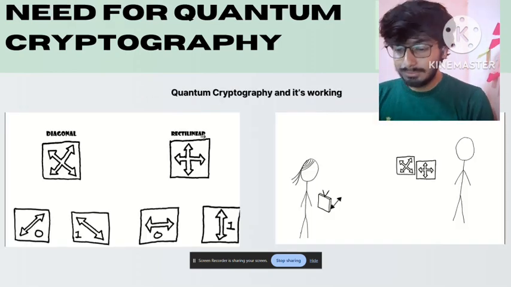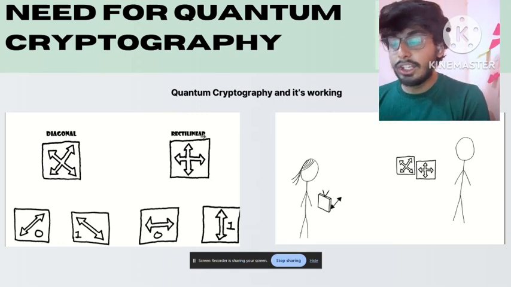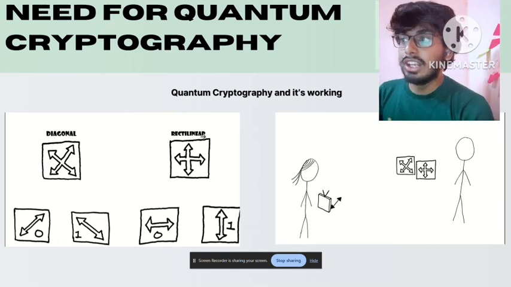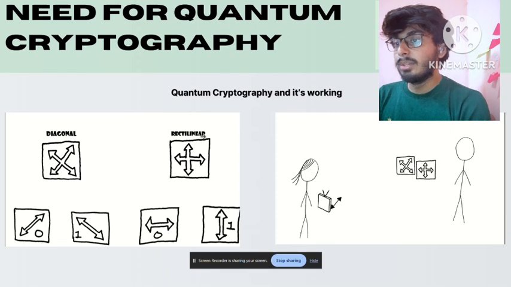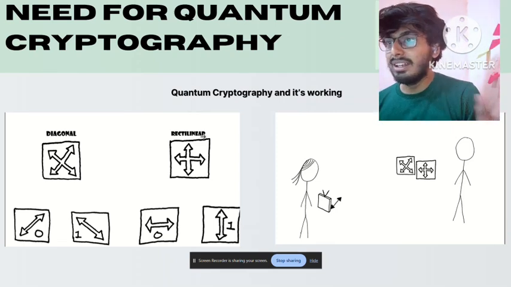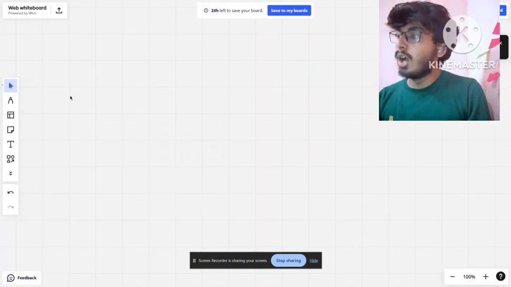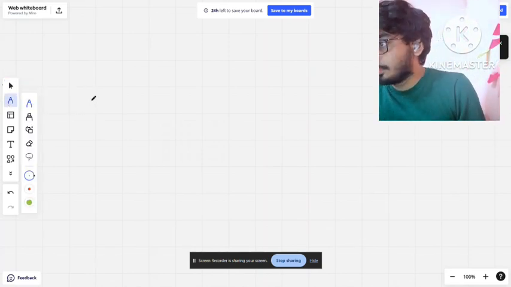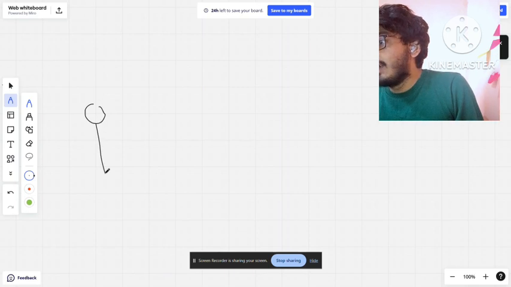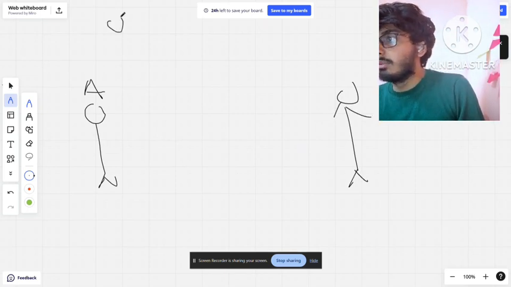So we need a good technique to secure our data and our communication, and for that we need quantum cryptography. So let's have an overview. What is quantum cryptography? How does it work? Let's see. Let's say I have a person named Alice and a person named Bob. This is quantum cryptography.